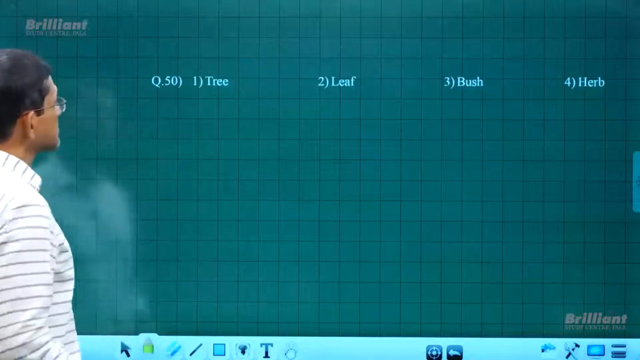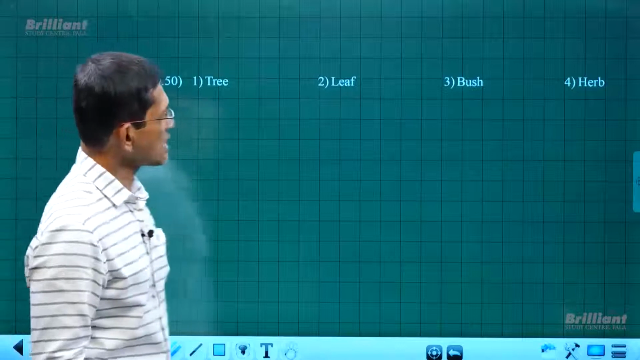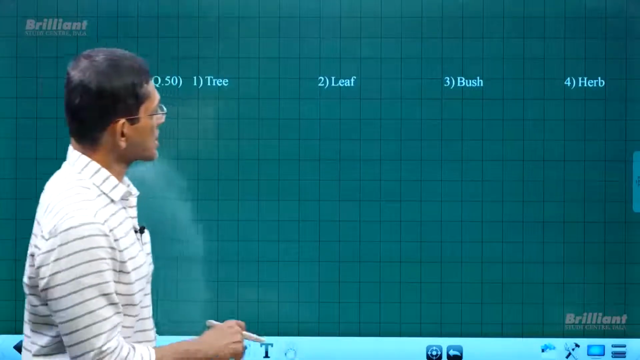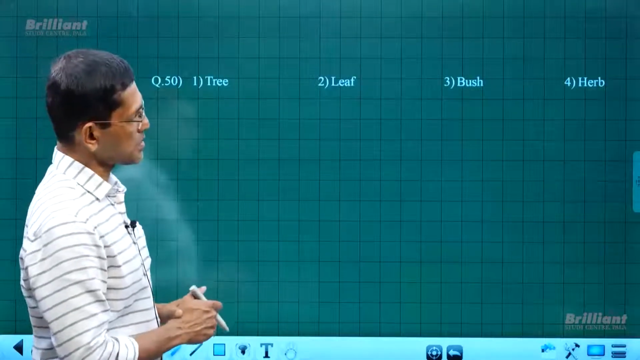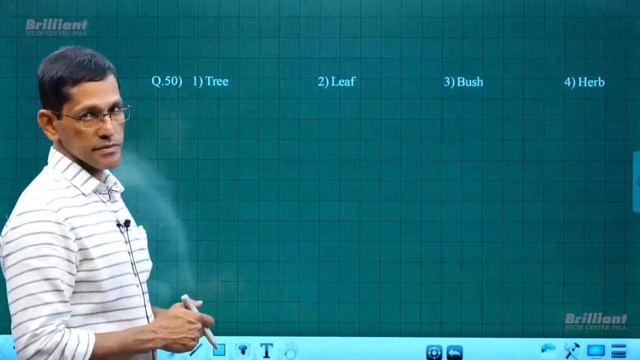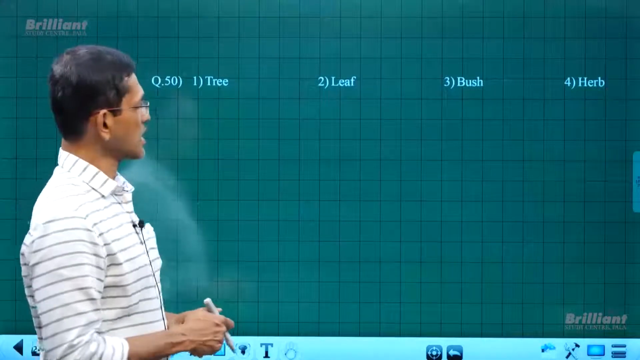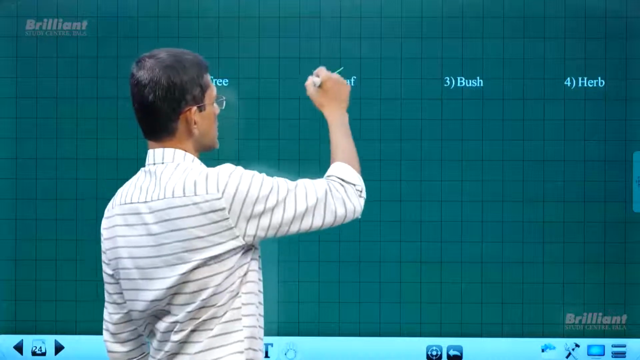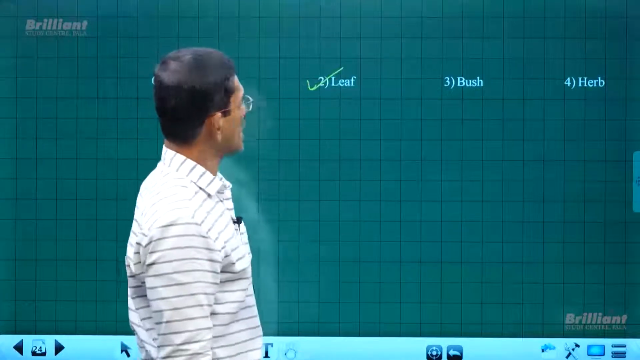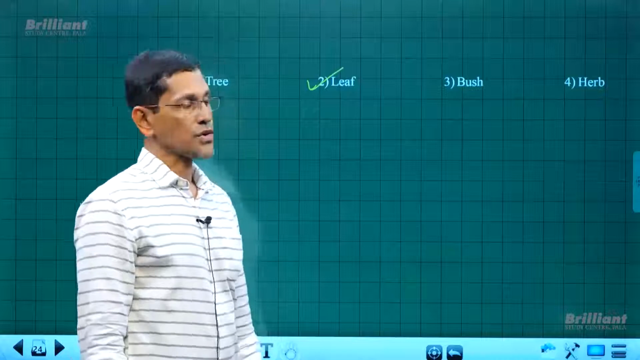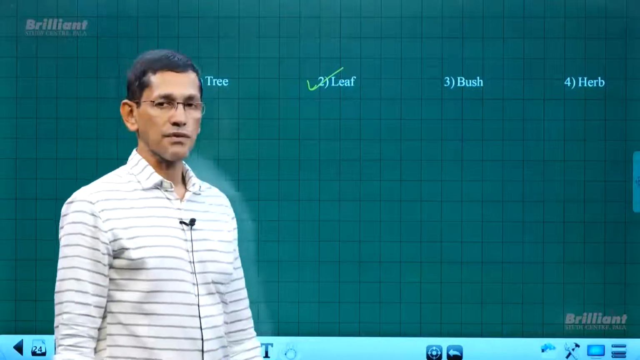All right, next one, number 50. Tree, leaf, bush, and herb. Bush, herb, tree. They are in one category, and of course, you know that leaf is the part of a bush or herb or tree. So leaf is the one which is different from the group.